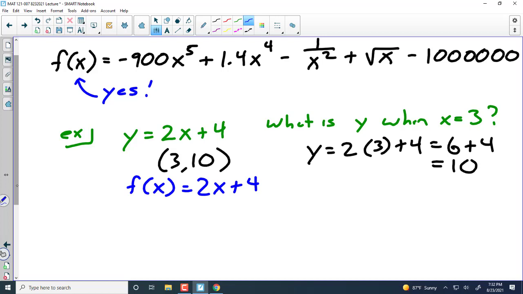Getting this ordered pair is not the thing that told me this is a function. Knowing this was a line told me it was a function. And I decided to call it f of x.